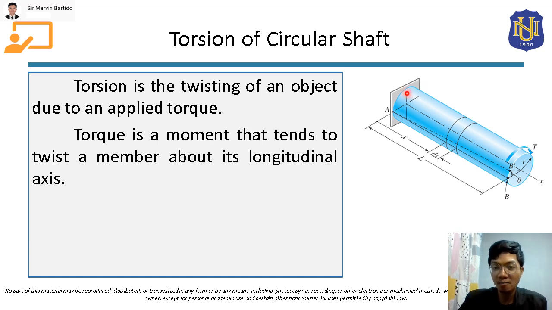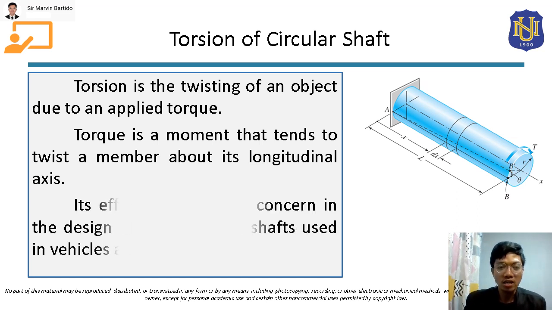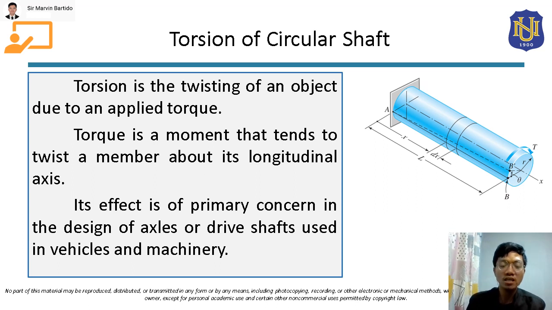Since it is fixed, or restrained, at this end, wherein the other end is free, it will be twisted. This twisting will be about the x-axis. This torque T will tend to twist this circular shaft about the longitudinal axis, which is the x-axis. So it will twist in the direction of the torque, so it will twist clockwise.